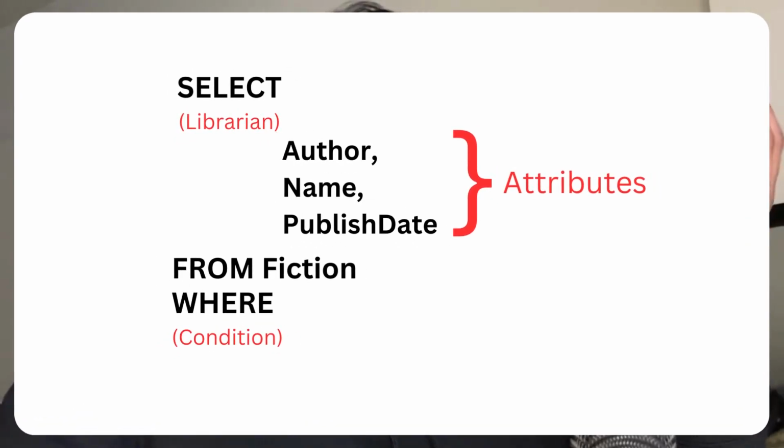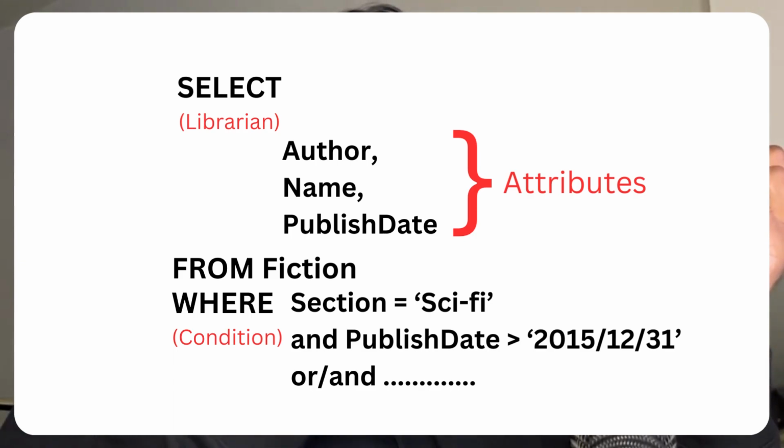Now you can add conditions to it, and this is where you mention what conditions you want to give the librarian. You can say, librarian, give me these books from this section where the books are not less than, let's say, 2015. Or the author name is this, or the author name is this, and books are published by this publisher. So this right here is the very core building block of select statements.